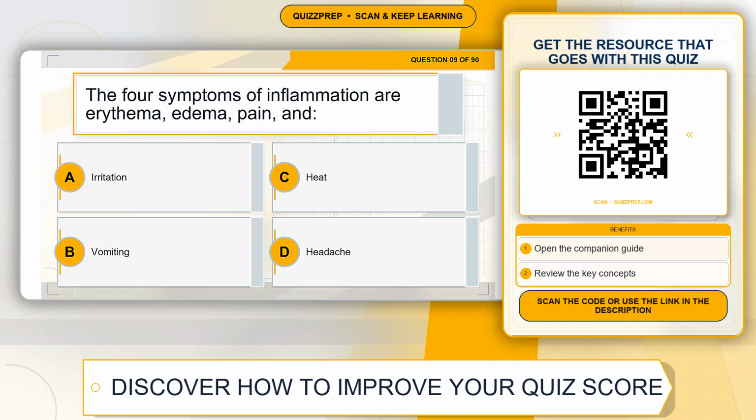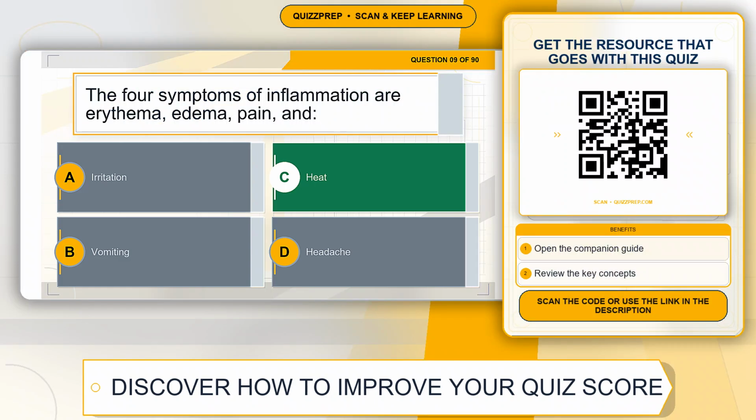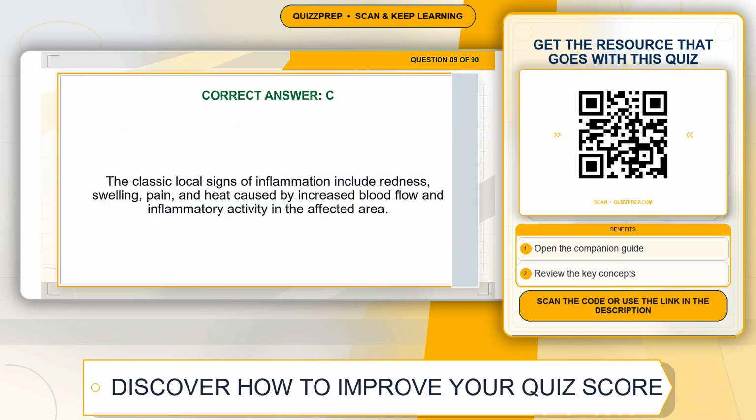Question 9. The 4 symptoms of inflammation are erythema, edema, pain, and option A, irritation. Option B, vomiting. Option C, heat. Option D, headache. The correct answer is option C, heat. Explanation. The classic local signs of inflammation include redness, swelling, pain, and heat caused by increased blood flow and inflammatory activity in the affected area.